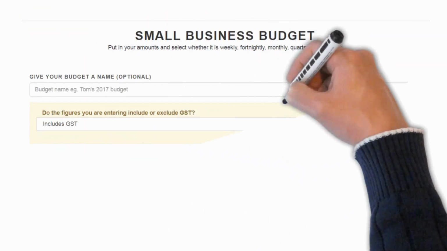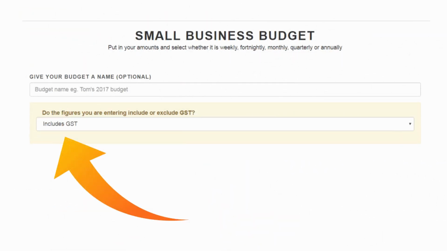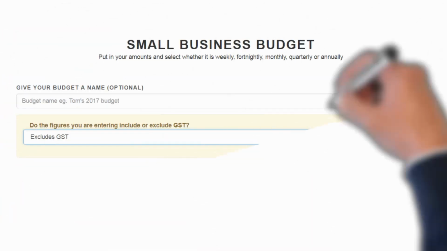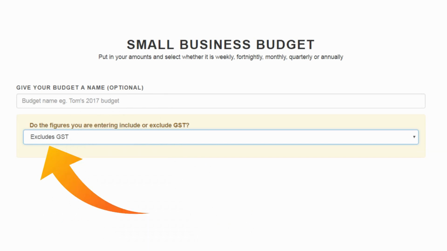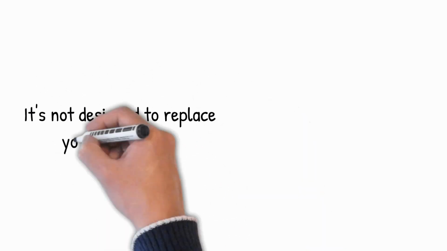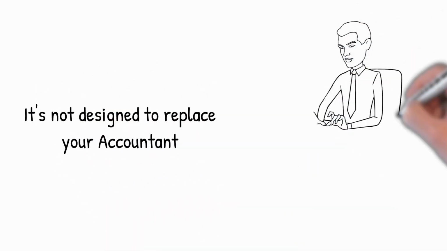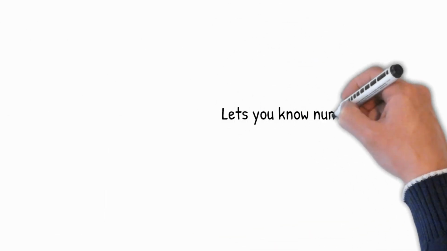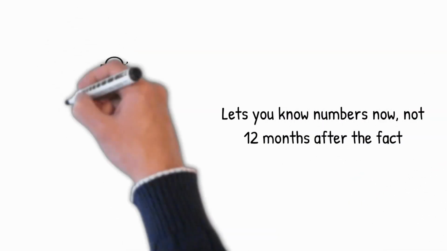If you select the fully tax-inclusive budget, it will make rough allowances for tax and GST and recommend what you should put away. If you select the ex-GST budget, there will be no allowances made for tax. It is deliberately kept simple so that anybody can use it. It's not designed to replace your accountant, but to give you a rough guide and feel until they check all the figures for you and do your tax returns or BAS reports. But it lets you know numbers now, not 12 months after the fact.